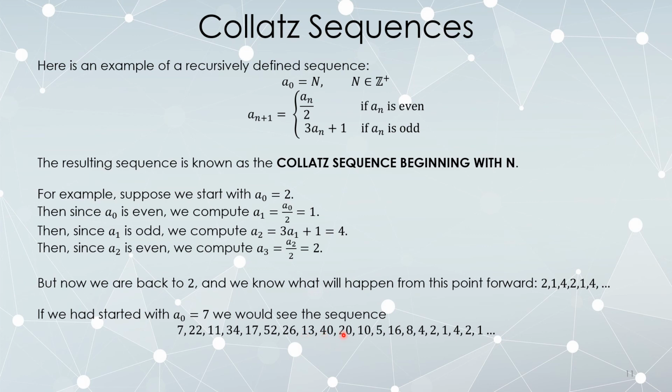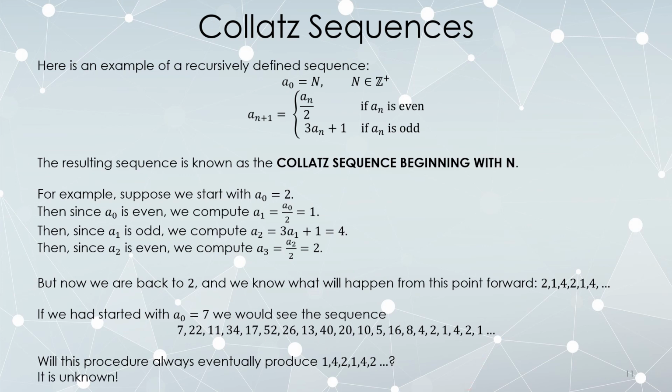40 is even, so divide by 2. 20 is even, so divide by 2. 10 is even, so divide by 2. 5 is odd, so times 3 plus 1. 16 is even, divide by 2. 8 is even, divide by 2. 4 is even, divide by 2. 2 is, oh hey, we're back in this case where 2 is followed by 1 by 4. 2, 1, 4. Does that always happen? No matter what I started with, would I eventually hit this pattern of 1, 4, 2, 1, 4, 2, 1, 4, 2 forever? Nobody knows.